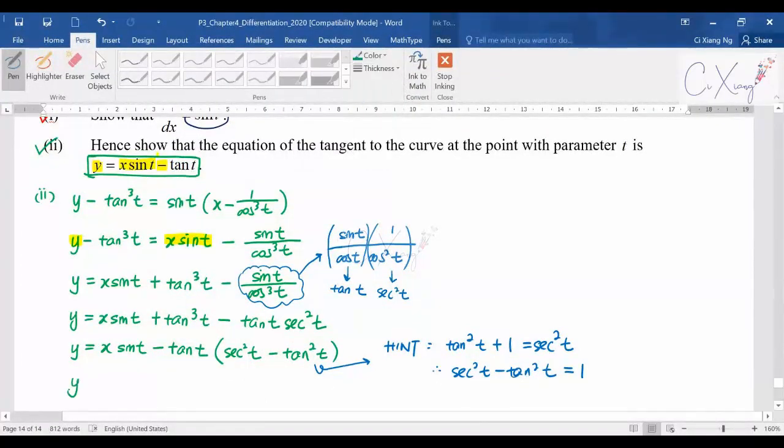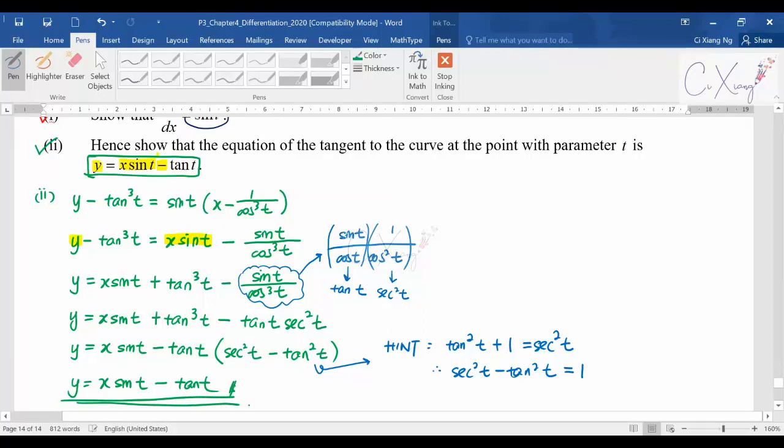So the answer is there, right? So you can see that the answer for the equation of tangent should be x sine t minus tangent t. Okay, so this is how we do it.